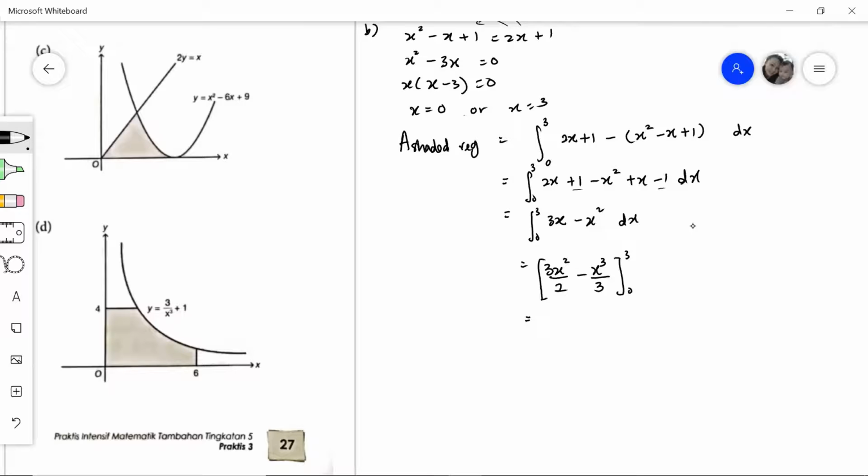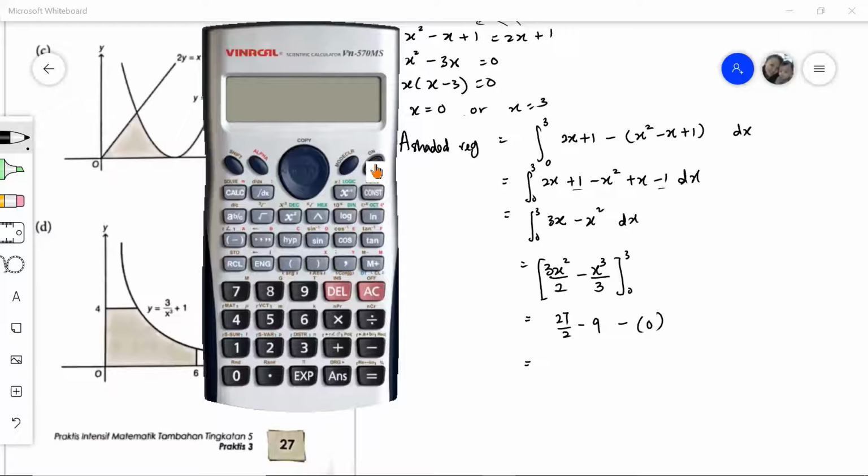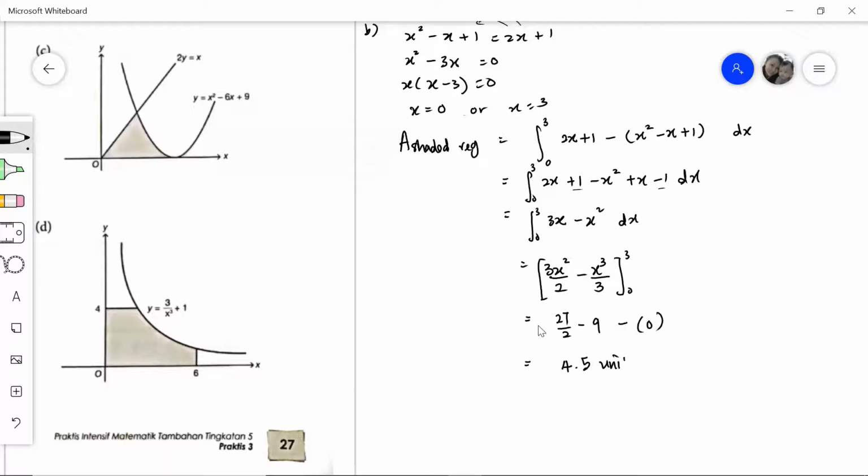Substitute the 3 in. 3 squared is 9, 9 times 3 is 27. So 27 over 2 minus 3 cubed, 27, divided by 3 is 9. And then minus, when I substitute the 0 in, I get 0. So 27 over 2 minus 9, we can use the calculator to help us. 27 over 2 minus 9, we get 4.5. So 4.5 square units. We found the answer for B.